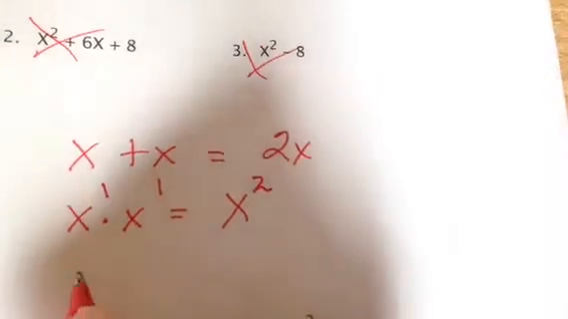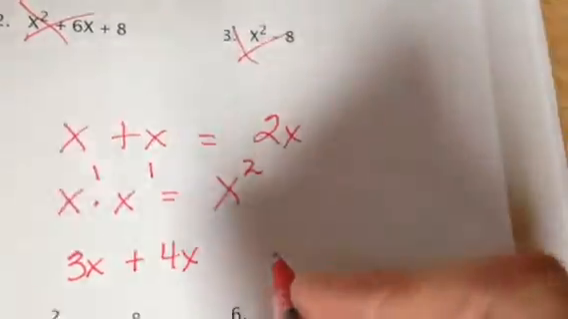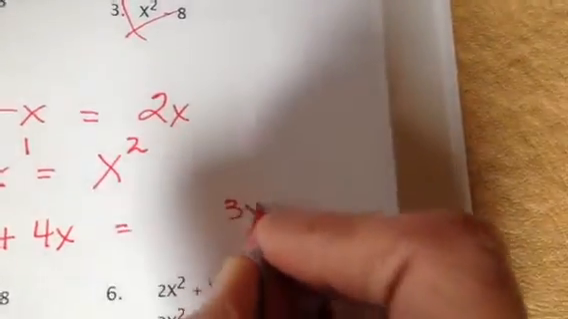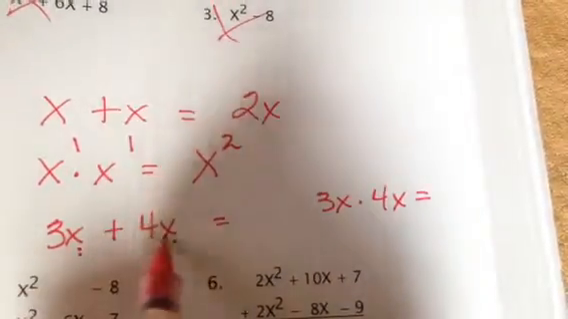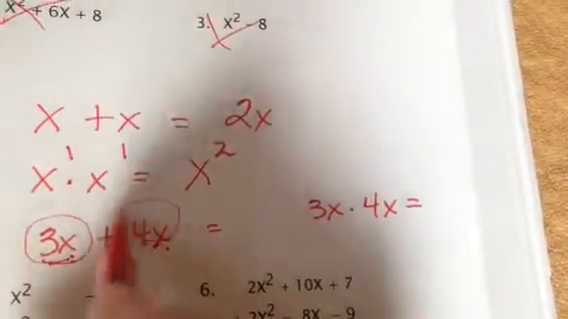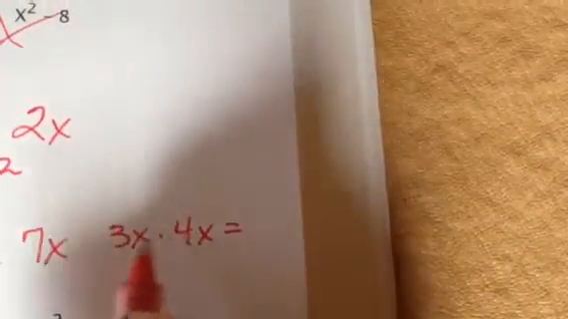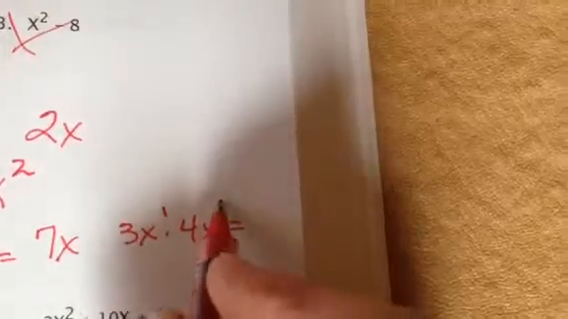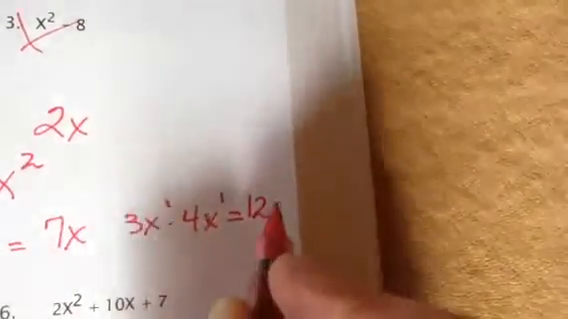Let me try this. 3x plus 4x. Let's compare that to 3x times 4x. You can only add these together because they're like terms, but if you have 3x's and 4x's, you get 7x. When you multiply, you can multiply anything together, but remember what you do here: 3 times 4 gives you 12, and x times x is x squared. So that was a little review so that you know the difference between adding and multiplying your variables.